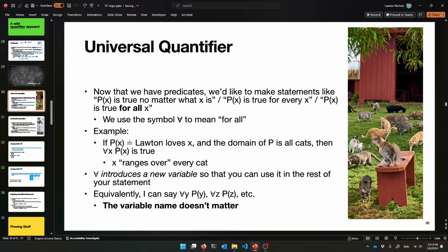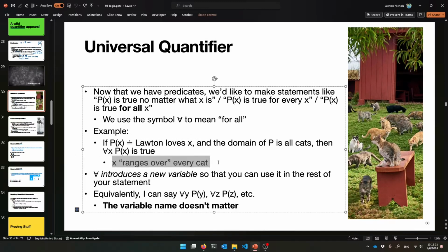And here's an example of using the for all quantifier. Let's define a predicate. Let's say that P of x is "Lawton loves x." So it could be true or false depending on x. And let's say that the domain of P, because every predicate has a domain, usually it's specified, is all cats. And so obviously for all x, P of x is true. Does that make sense to you? Do you see how I'm reading that? For all x, no matter the cat, I love it. See how you can plug in every cat in the universe, and that's how it works.